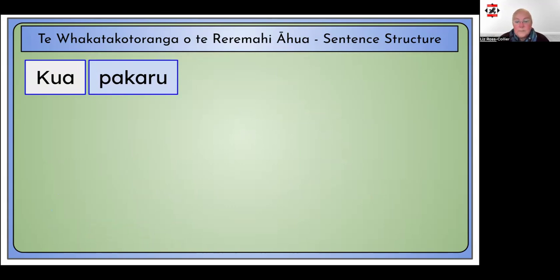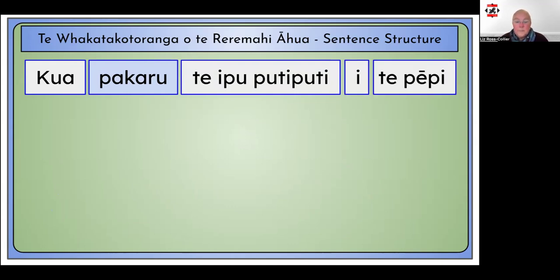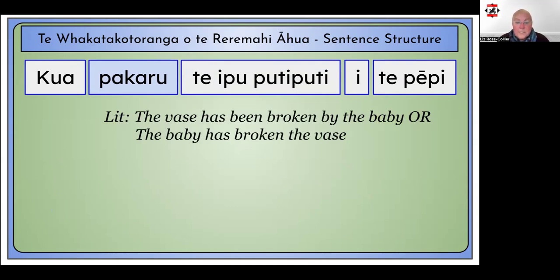Next, we have the object of the sentence, or the taonga. This is the thing that the action or state, in this case, has happened to, which is te ipu putiputi, the vase. Next, we have the kaimahi, and in this case, it's te pēpi, which is joined to the sentence with our joining word, which is e. Here's the translation. The vase has been broken by the baby, or in more natural English, the baby has broken the vase.